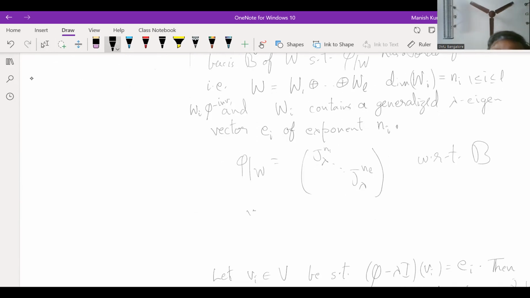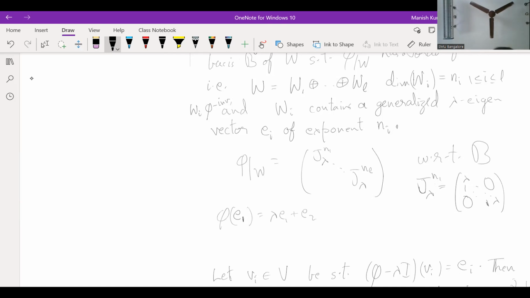So let's look at the first vector of B. Let's call it E1. And remember, J lambda n1 looks like lambda 1 and so on. This is how it looks, right? So what does it tell us? That phi of E1 is lambda E1 plus E2. This is what it tells us, right?